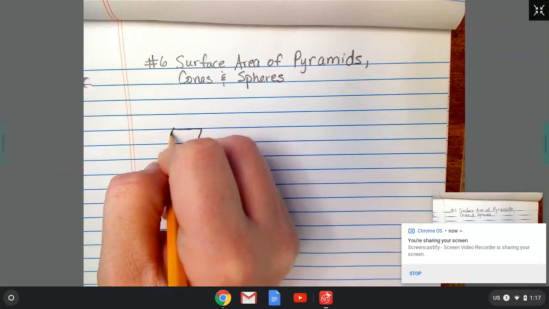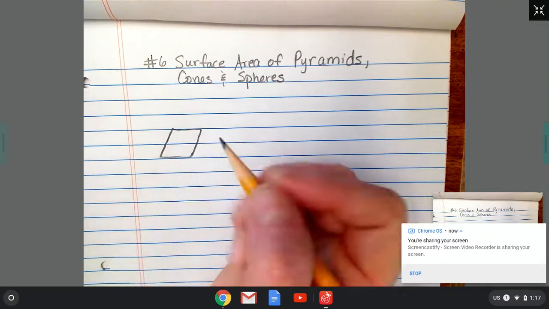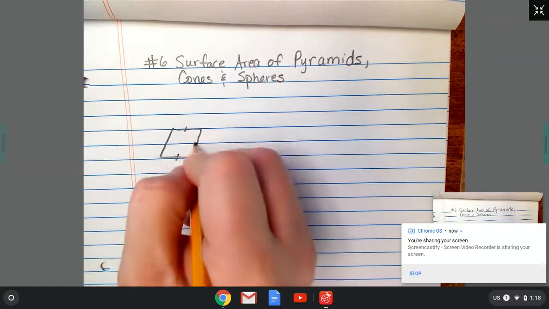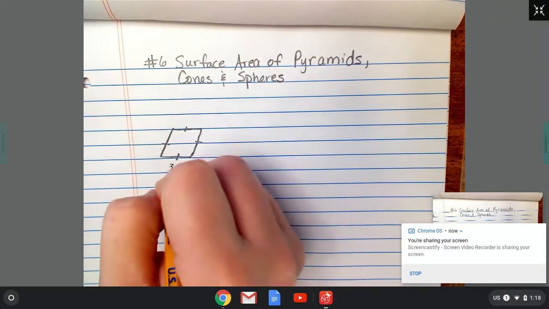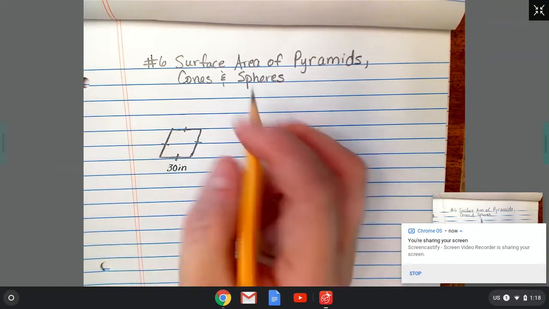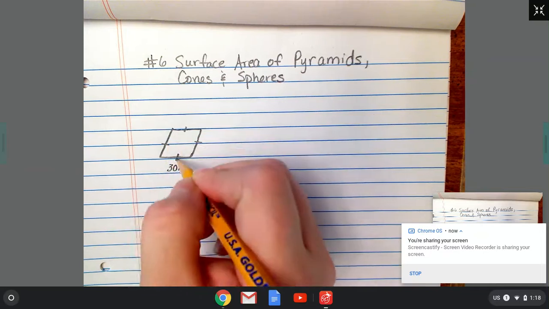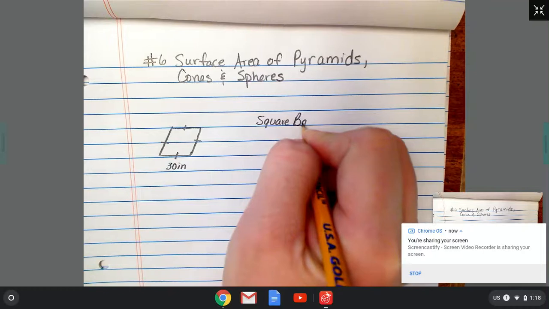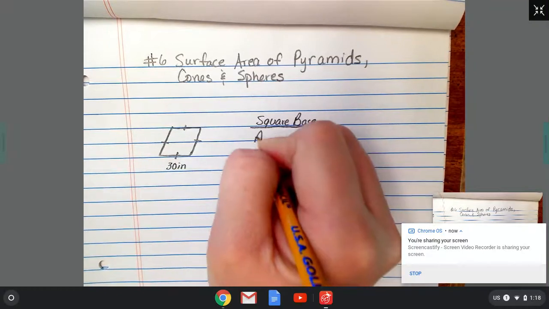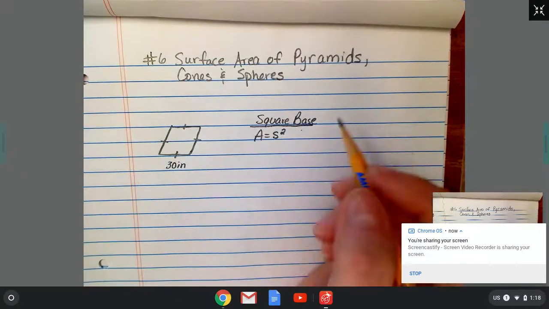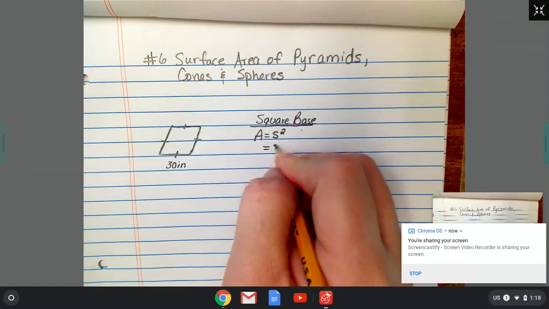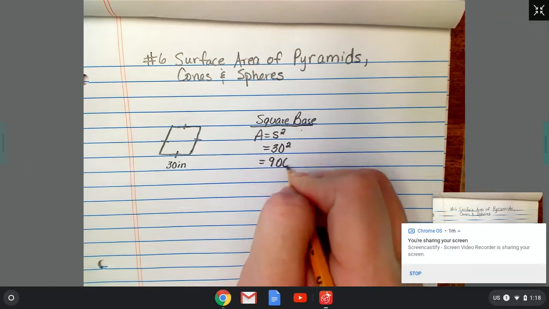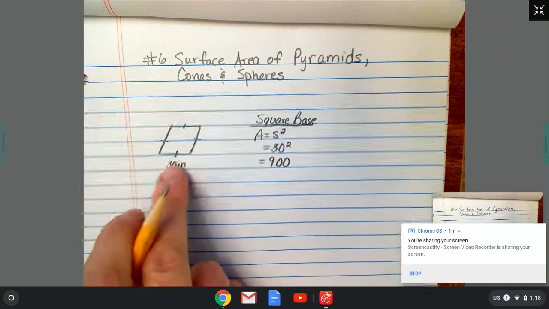example here. Okay, so for pyramids, the only one we're going to familiarize ourselves with is a square pyramid. So imagine that this is a square, not drawn to scale. It's going to be 30 inches on each side. Okay, so if we're doing the square base, we would do 30 times 30. So we might want to go ahead and do that. It does have a square base. Square is side squared or length times width, base times height. So since both of them are 30, we could do 30 squared, which is 900.